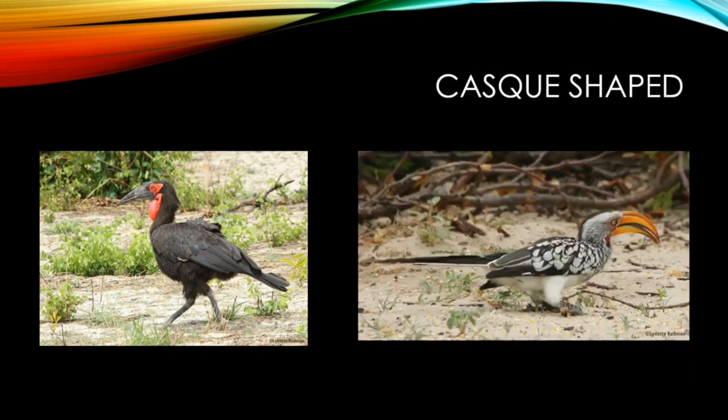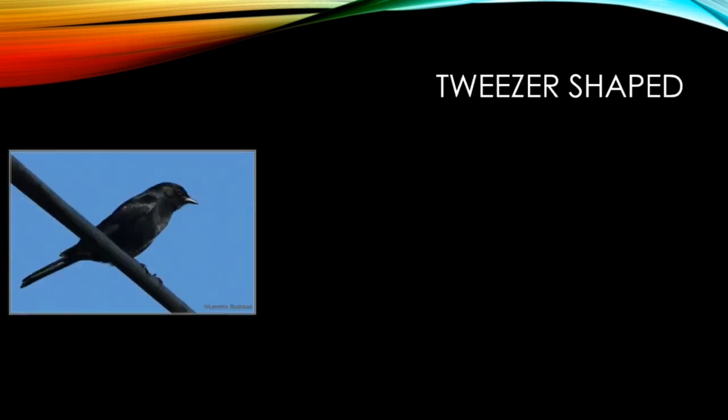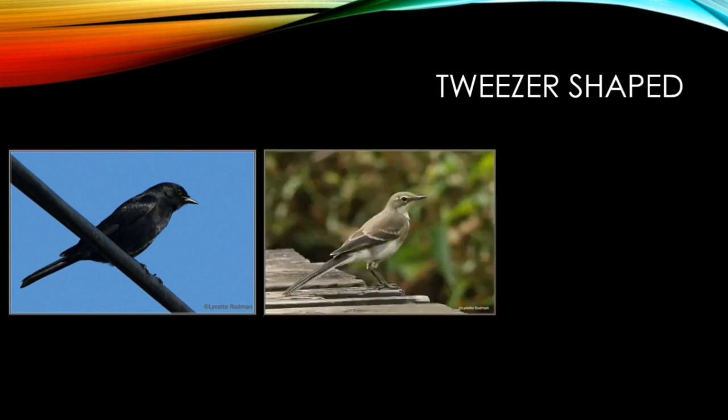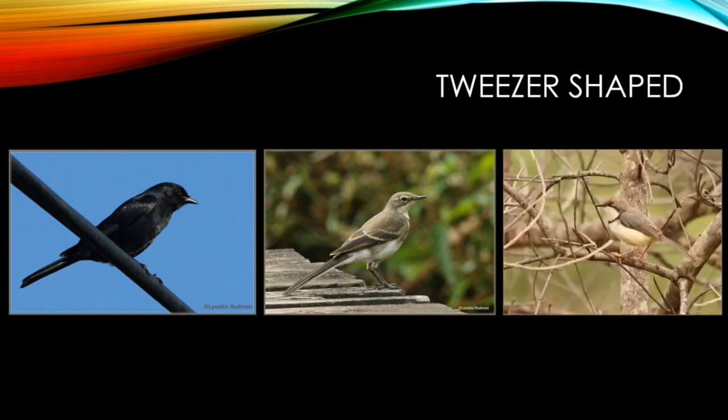Yeah, so going through tweezer shaped beaks, this is probably the most commonly seen bill shape. It's predominantly birds that feed on insects, but also some birds that feed on fruit. So quite a thin, slender beak in various shapes and sizes, and predominantly birds that are gleaning insects from branches, or under leaves, or catching insects mid-flight, and then also birds feeding on small fruits and soft fruits.